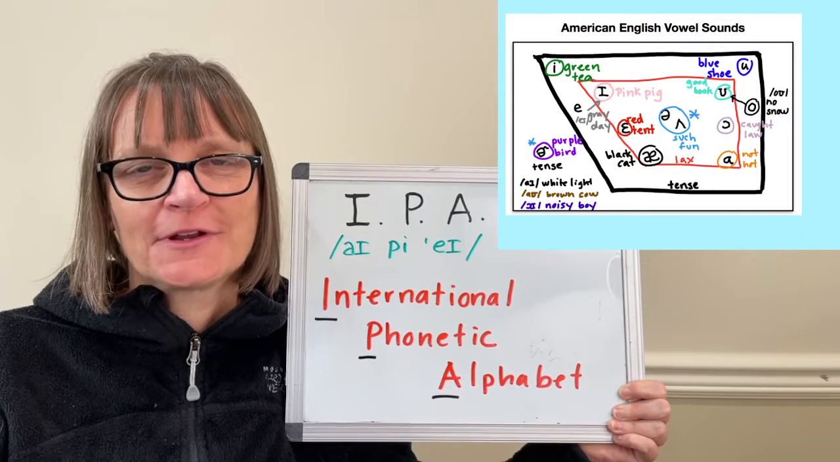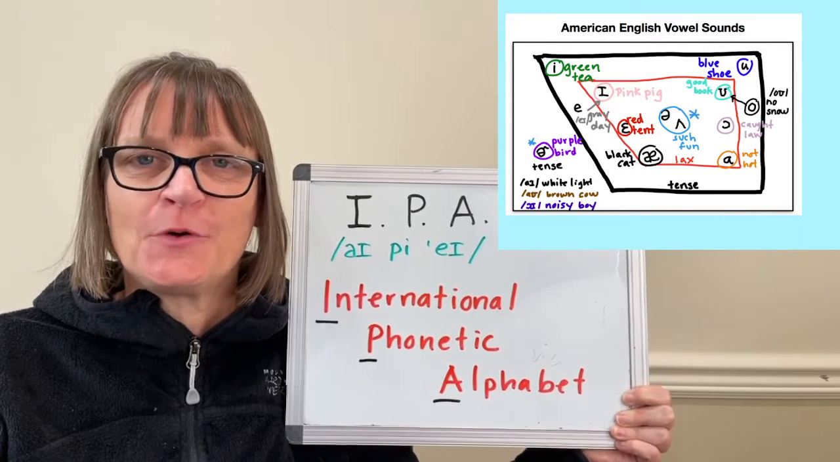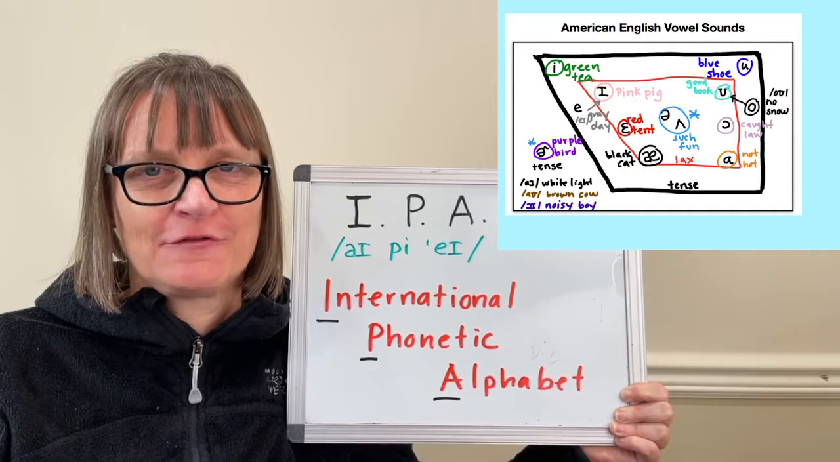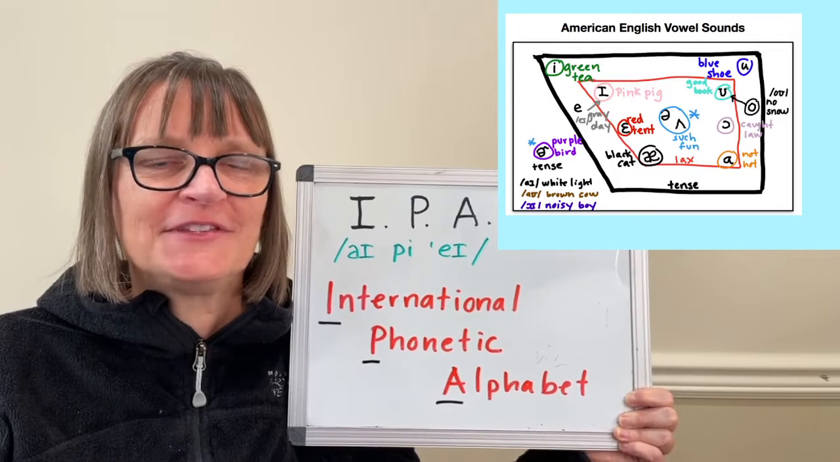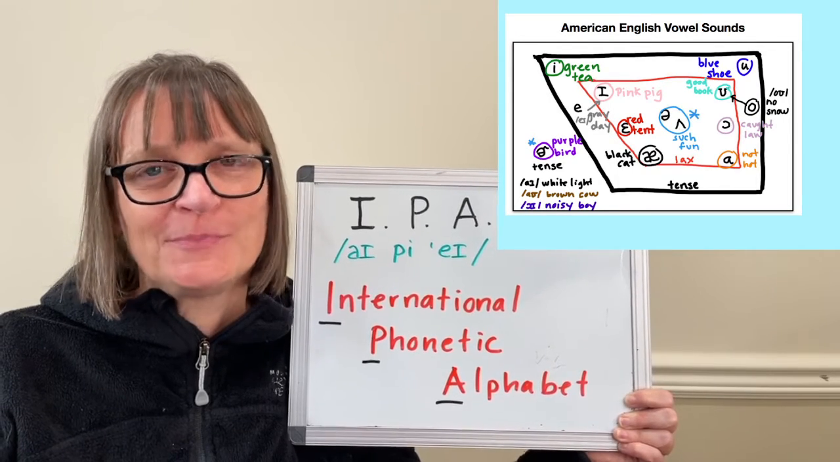In this video, we're going to look at the IPA, or International Phonetic Alphabet. So we'll look at the vowel sounds and consonant sounds and how these can be represented by one symbol.